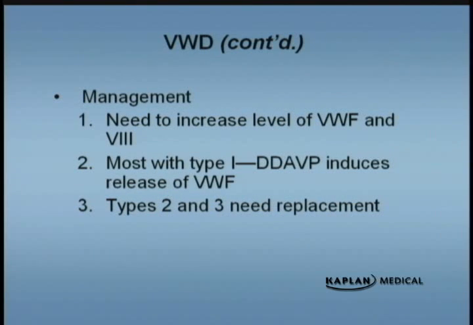The management of von Willebrand disease is to increase the levels of von Willebrand factor and also factor 8. Patients with type 1 von Willebrand disease will respond to DDAVP because it will induce a release of von Willebrand factor, so there's more of it circulating. But types 2 and 3 diseases will need actual replacement of von Willebrand factor. One way of doing this is giving fresh frozen plasma or cryoprecipitate. You probably won't need to know the different types of von Willebrand disease, but do know that the treatment will include DDAVP and cryoprecipitate or FFP.